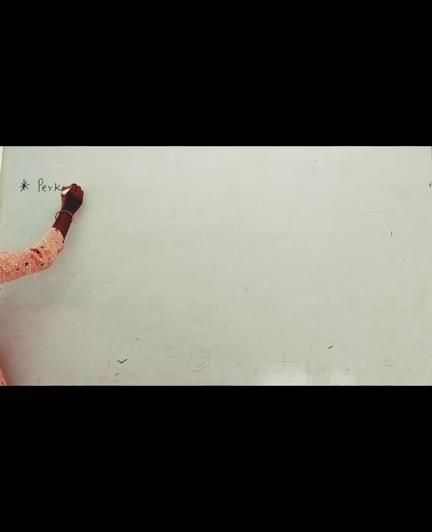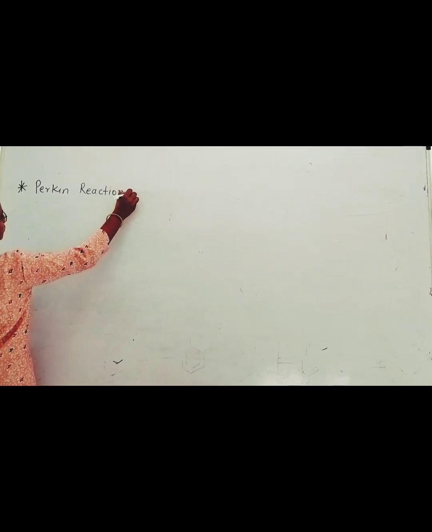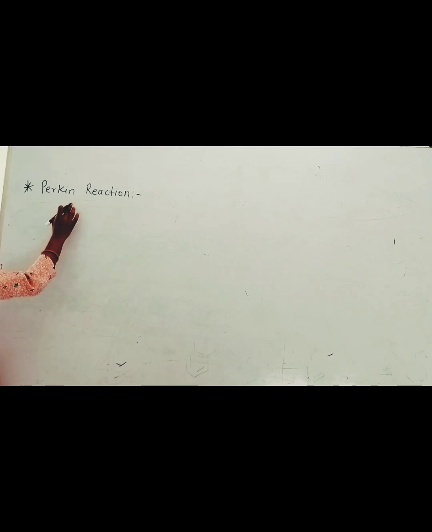An important named reaction is also involved: the Perkin reaction. In the Perkin reaction, an aromatic aldehyde reacts with an acid anhydride in the presence of sodium acetate, heat and water, and we get cinnamic acid as the final product. So this is the general reaction in the Perkin reaction.